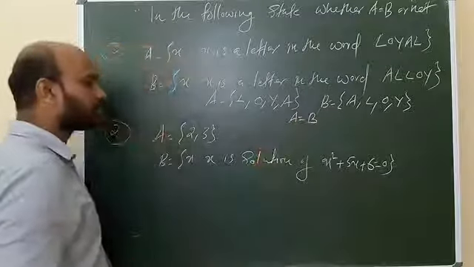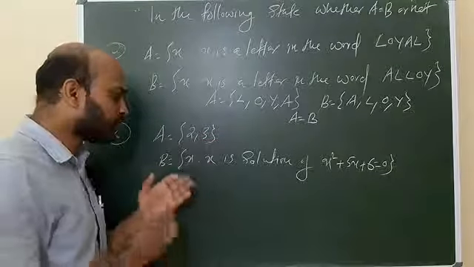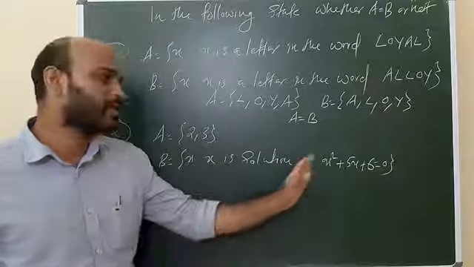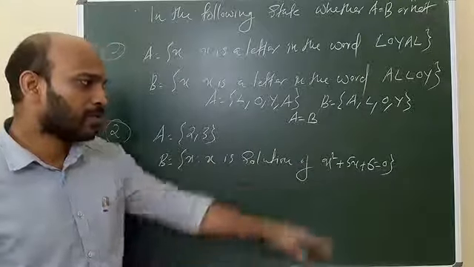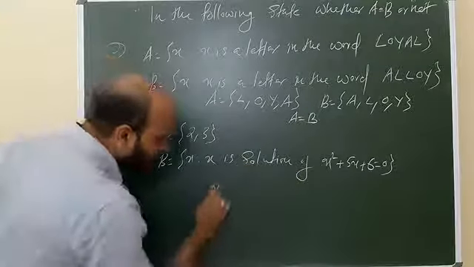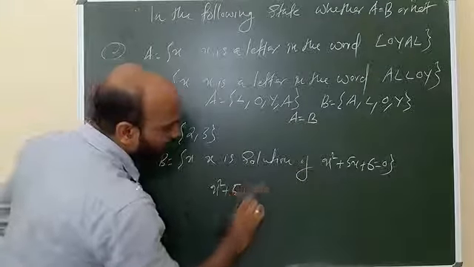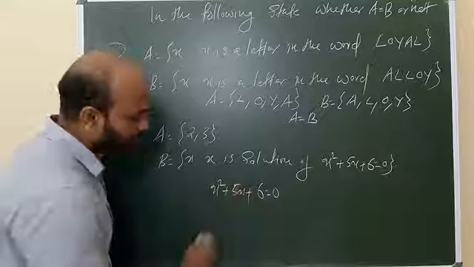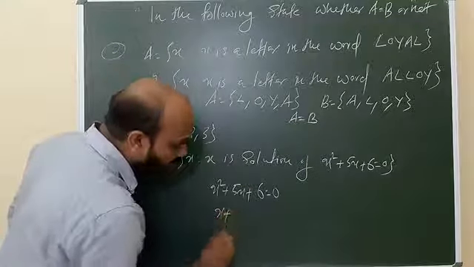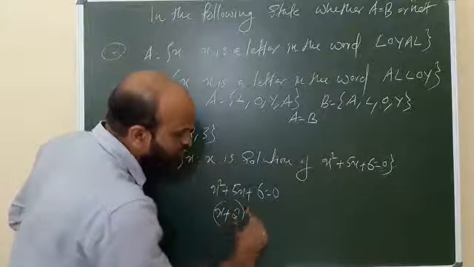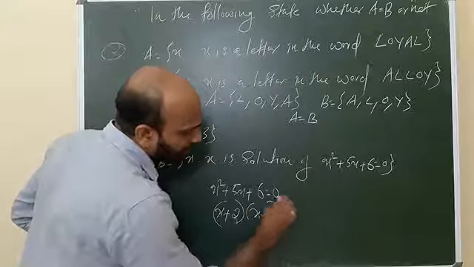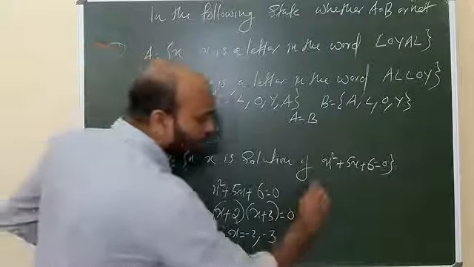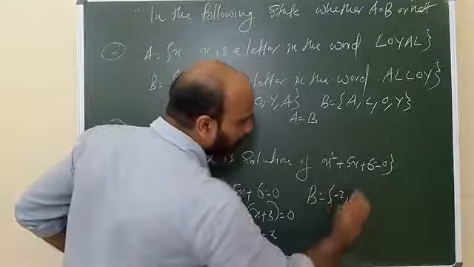Now the second one. A equals {3}, the roster form is given. And B equals the set of all x, x is a solution of x square plus 5x plus 6 equals 0. That means you have to factorize this one. x square plus 5x plus 6 equals 0. You have to find two numbers with product equal to 6 and sum equal to 5. So the two numbers are 2 and 3. So we can factorize this as (x plus 2)(x plus 3) equals 0. That means x equals minus 2, minus 3. So the roster form of B is {-2, -3}.